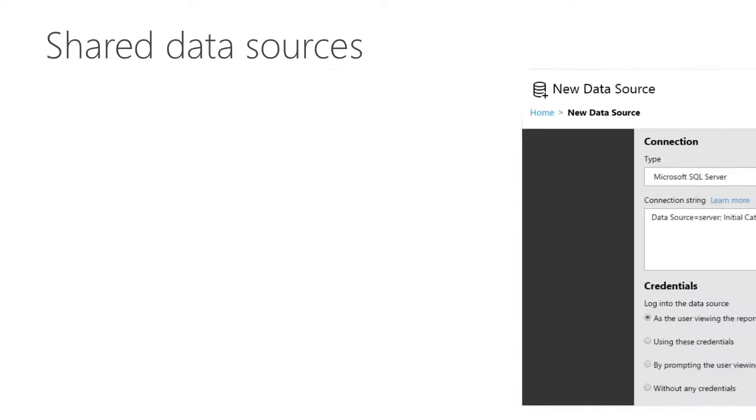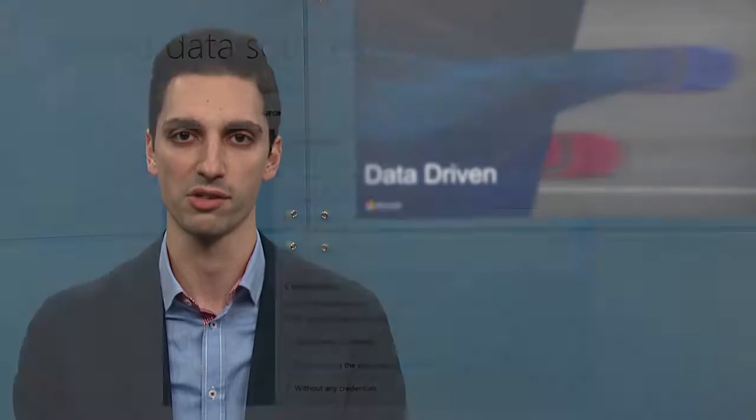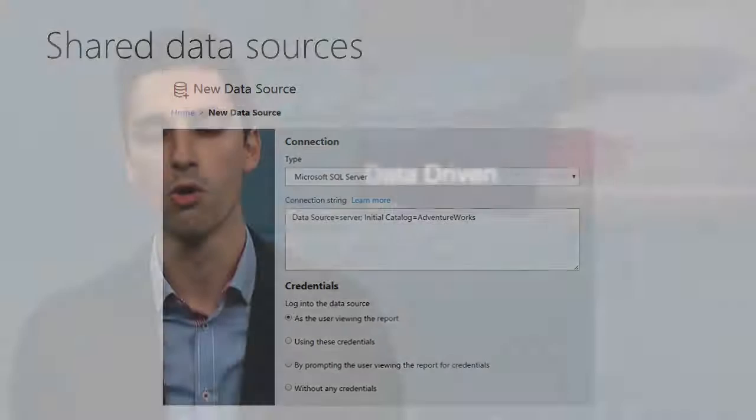A shared data source is an item in your Reporting Services catalog that specifies how to connect to a particular database or other type of data source. When you create a shared data source, you first choose the type, whether that's a SQL Server database, an Analysis Services model, a third-party or non-Microsoft database, or one of several other options. Then you enter the connection string, which defines the name of the server and the database on that server that you want to connect to. Finally, you choose the credentials. In other words, how the report server should connect to the database, whether it should log in as the user who's actually viewing the report, or whether it should log in using a specific username and password that you configure and store securely in the report server.